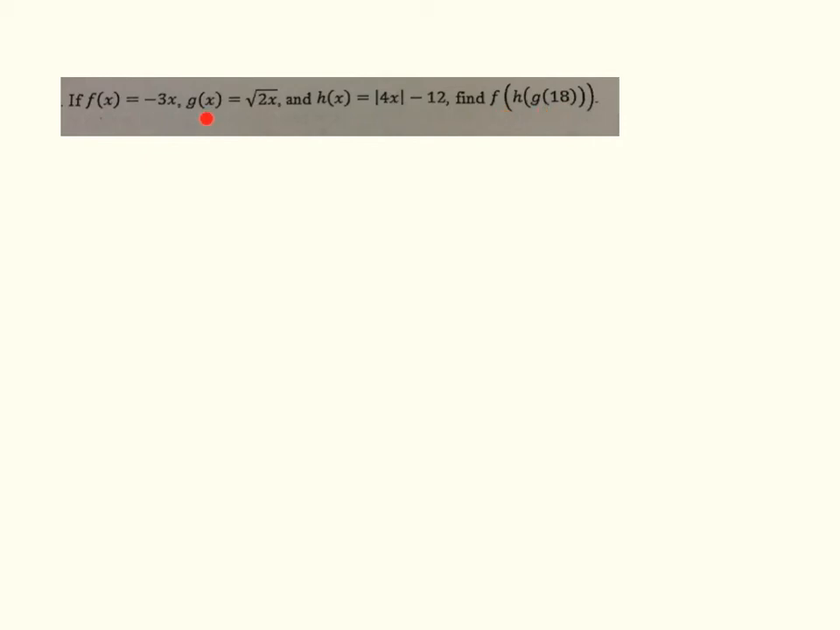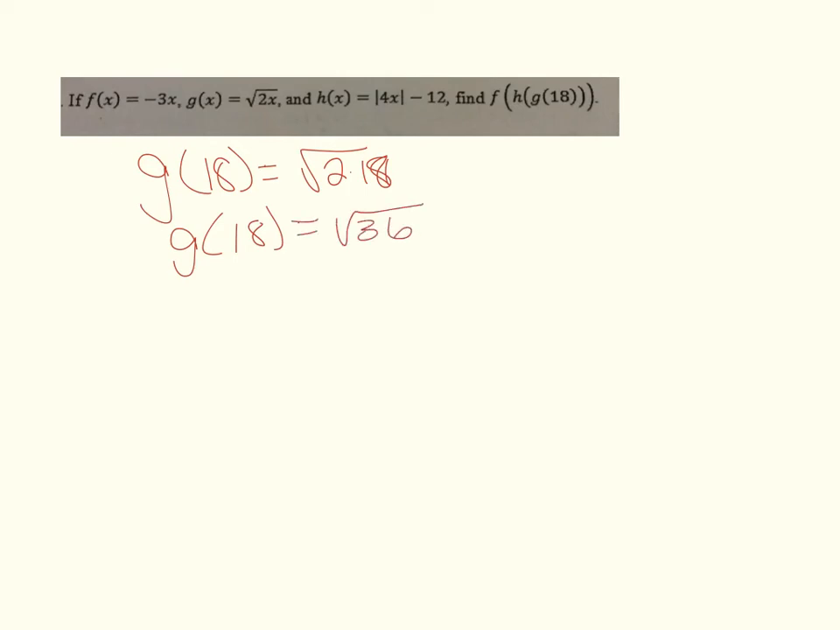My g rule is right here. So let's write it out. g of 18 equals the square root of 2 times 18. g of 18 equals the square root of 36. And the square root of 36 equals 6, so g of 18 equals 6.